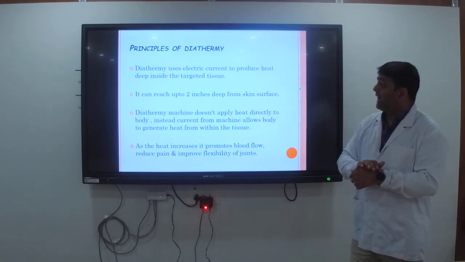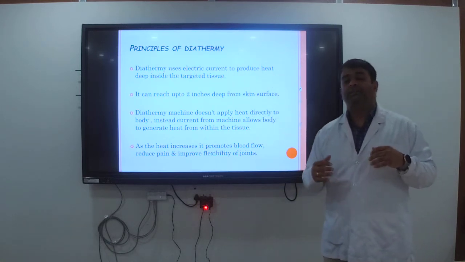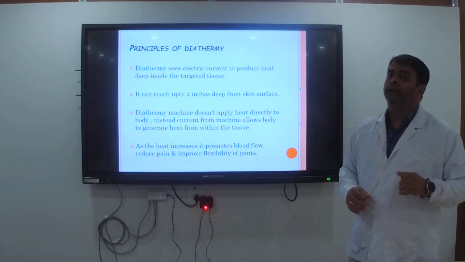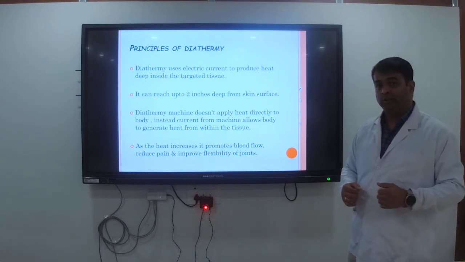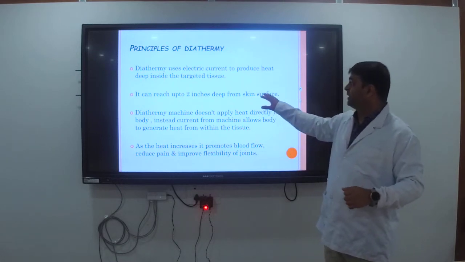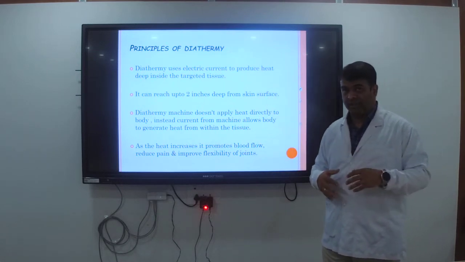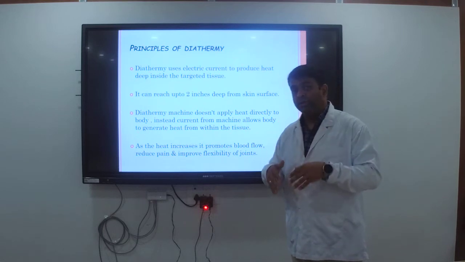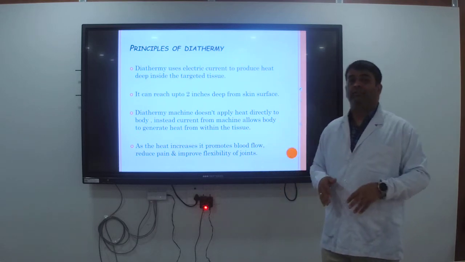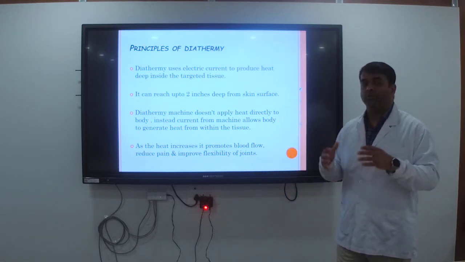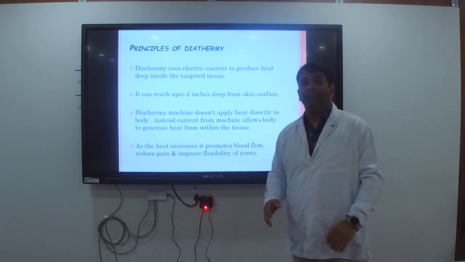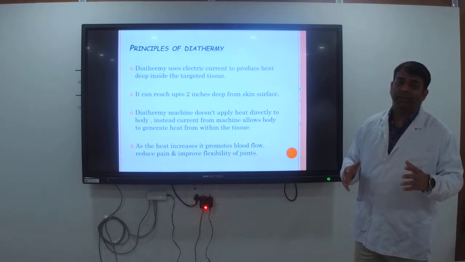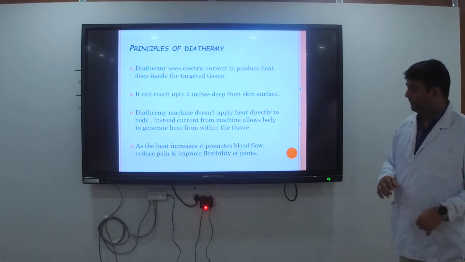Now the diathermy used through SWD is a very deep penetrating heating modality. So the heat of the machine reaches 2 inches deep to the skin surface. That deep it goes when you give the treatment for approximately 10, 15 or 20 minutes according to the severity of the patient's condition.